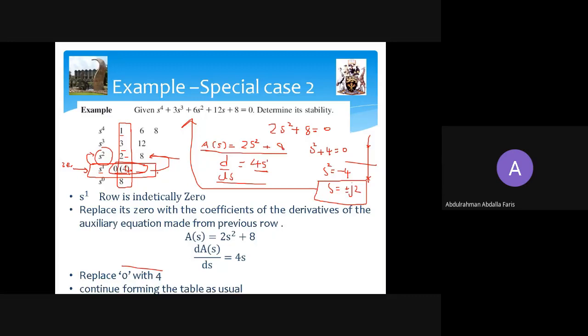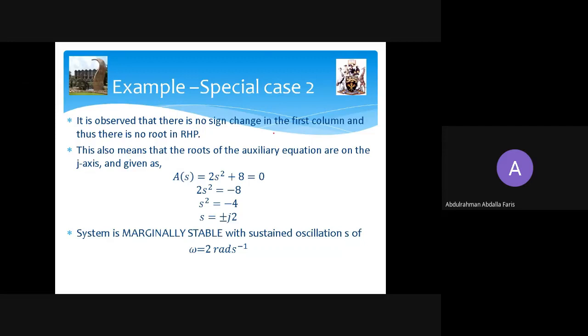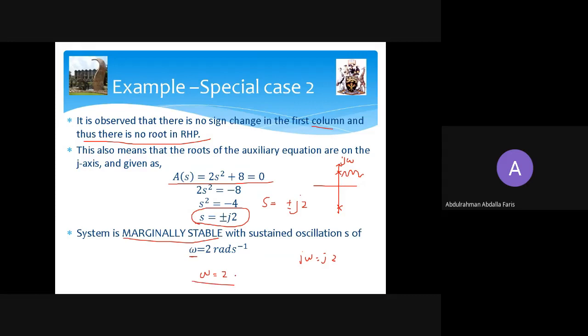As I said here, it is observed that there is no sign change in the first column, and thus there is no root on the right-hand side. This also means that the roots of the auxiliary equation are on the j omega axis. So you set this to zero, and then you find that s is actually plus or minus j2. So we have a root here and a root there. So it means this system is marginally stable with sustained oscillations, as in the oscillations go on like that because of this omega value. And we know this axis is j omega. So if we equate with our value here, j2, then it means omega is actually 2 radians per second.